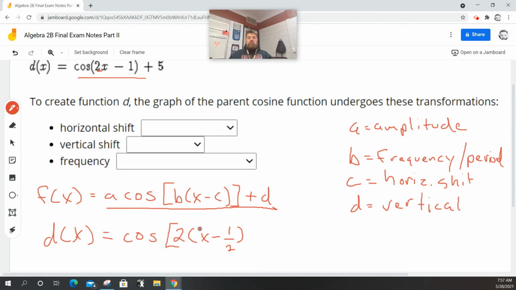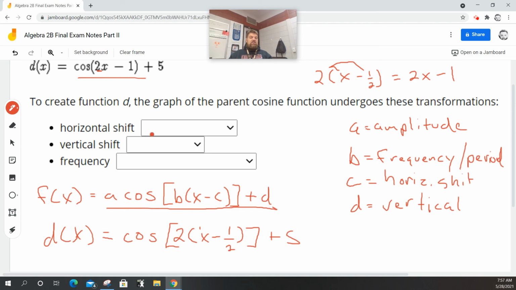So if I were to distribute this through, in other words, if I say 2 times the quantity x minus 1/2, and I distribute that through, 2 times x is 2x, and 2 times the negative 1/2 is negative 1. So I'm doing the distributive property backwards, right? And then plus 5 is still on the outside.